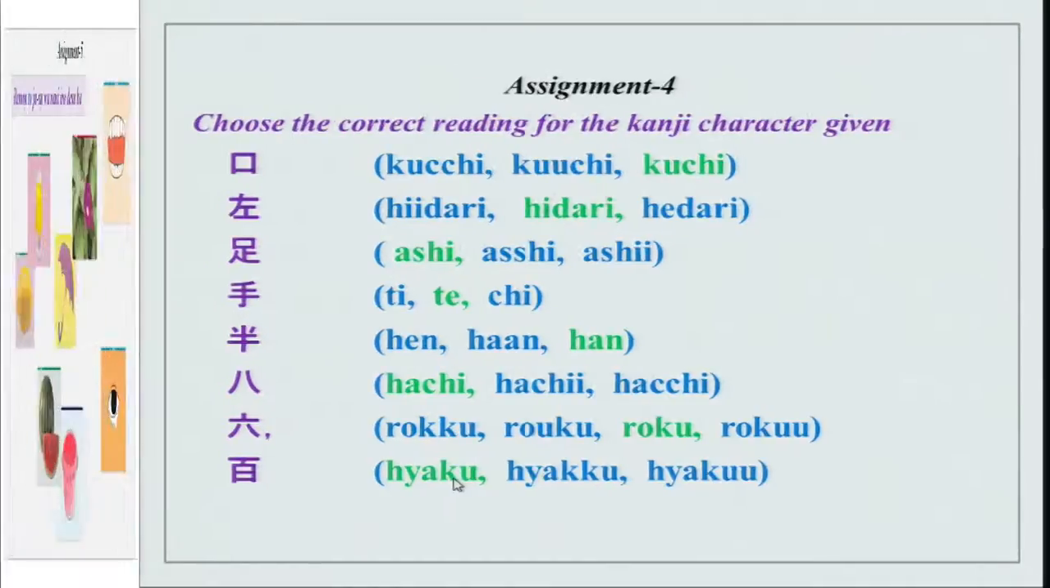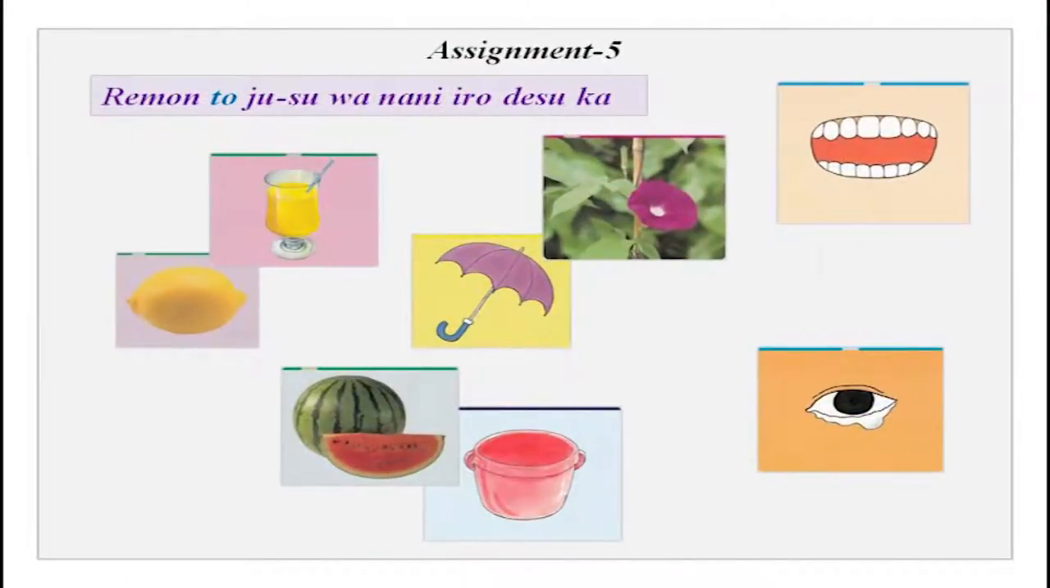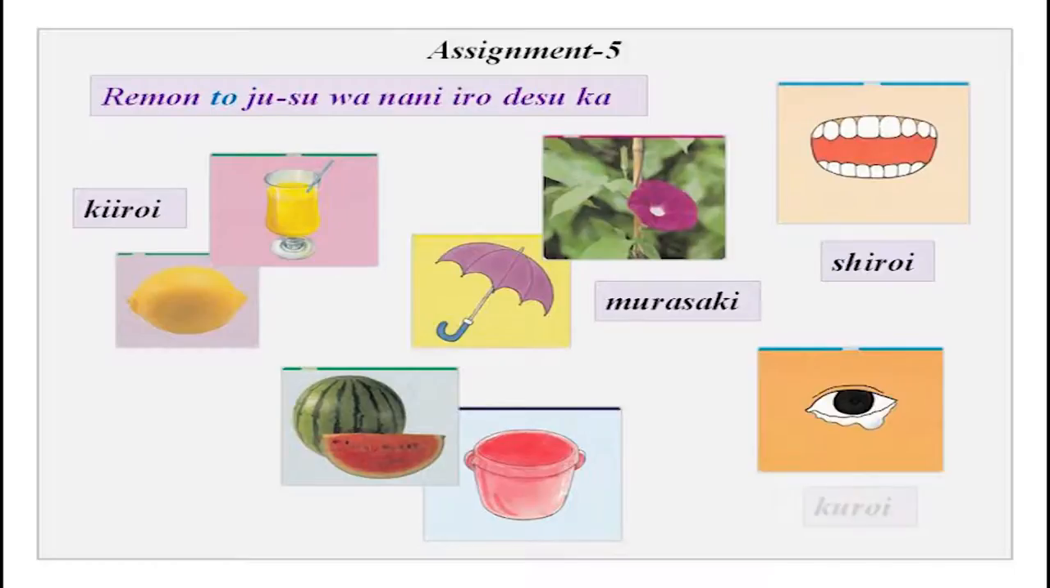Now, we have in the next assignment, Remon to juice wa nani iro desu ka? So, you are supposed to practice colors over here with particle to. To means and. Kiroi. Murasaki. Shiroi. Kuroi. Akai. So, well, by now I am sure all your colors are all right with you. You remember all your colors.